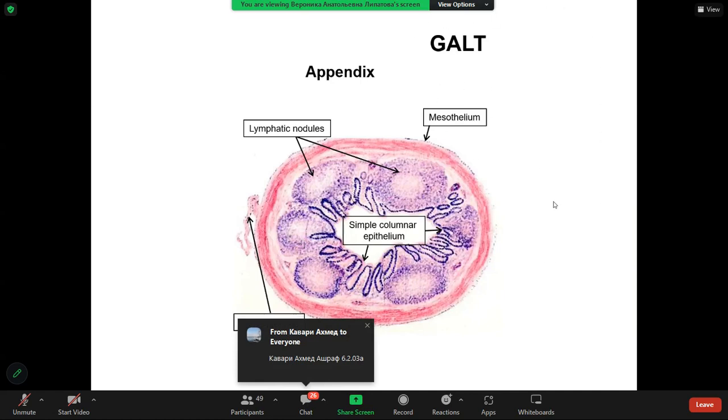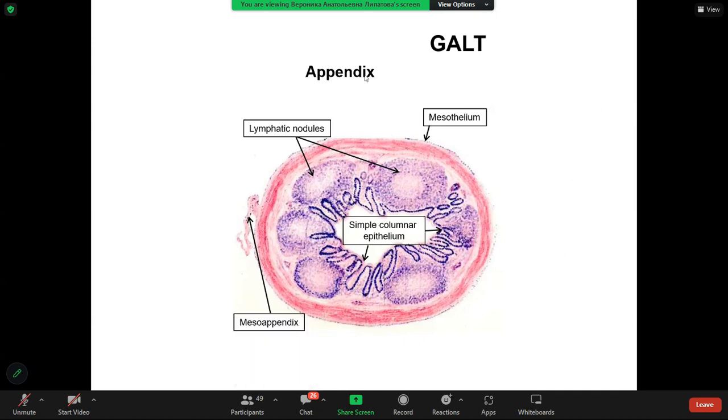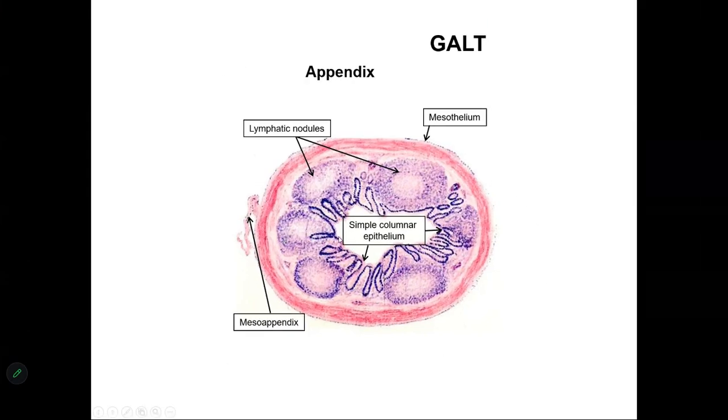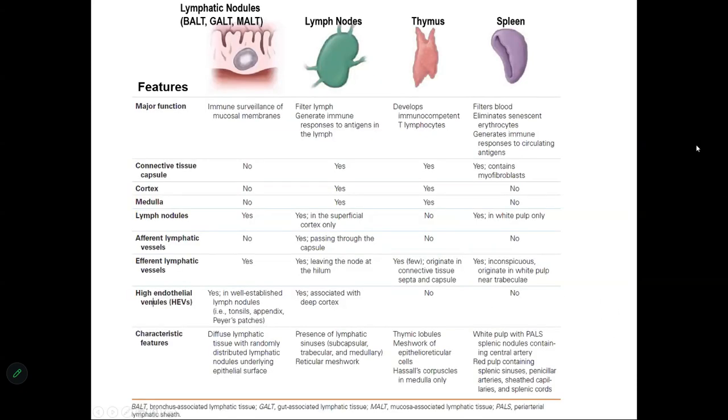This is also a kind of GALT, gut-associated lymphoid tissue. The appendix is covered with mesothelium, and with simple columnar epithelium lining the appendix, with rare crypts in it, with continuous inner and outer layers.